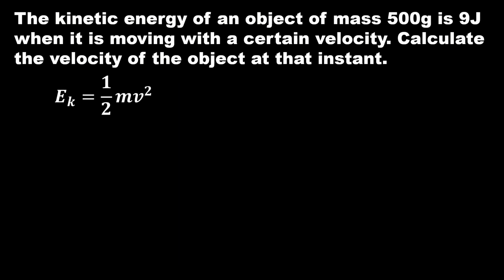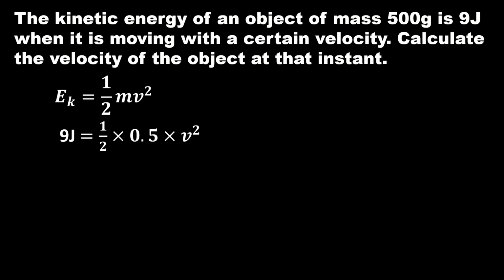So what are they asking to find? They are asking to find the velocity of that object. No fears, because we have the equation. Kinetic energy is equal to half mv squared. We write 9 joules instead of kinetic energy. Now the mass, should we write 500 grams? No, absolutely not. The mass must always be written in kilograms, so we must write 500 grams in kilograms. Then it is 0.5 kilograms.